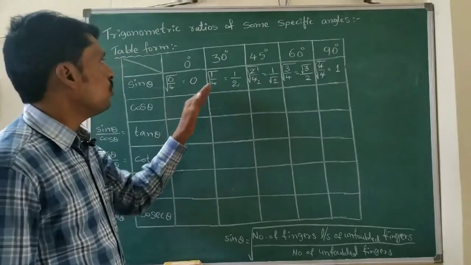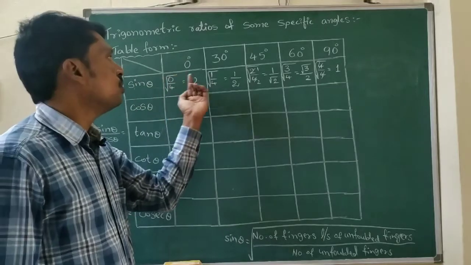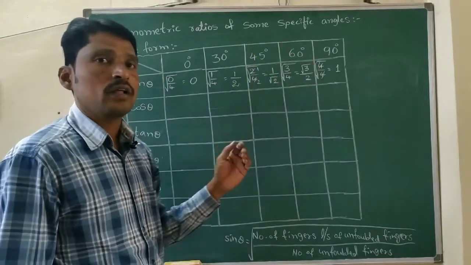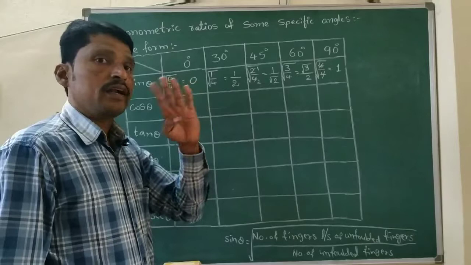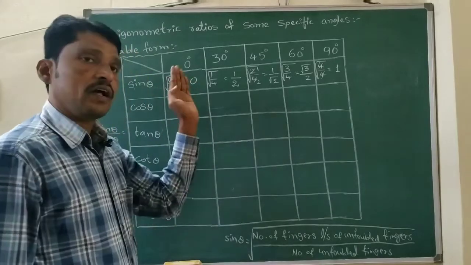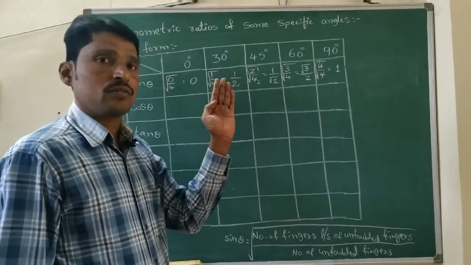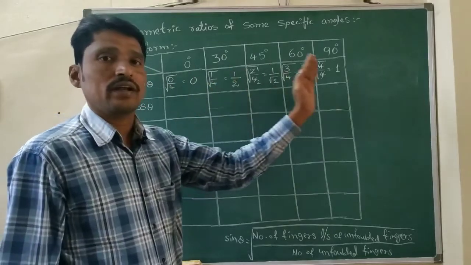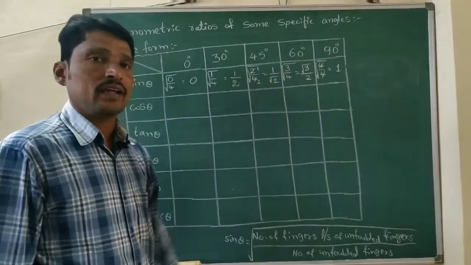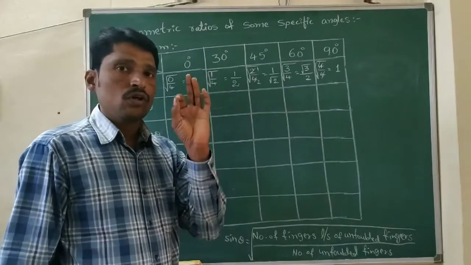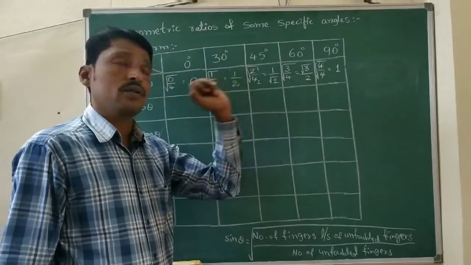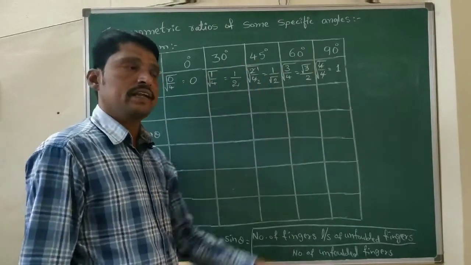Then the easy way to remember: for sin, first we should take 0, 1, 2, 3, 4 up to 4. Then next the denominators divided by 4. Then next we can take root values. What we are getting are the values for the specific angles. So first you should take 0, then next 30 degrees, 45 degrees, 60 degrees and 90 degrees.